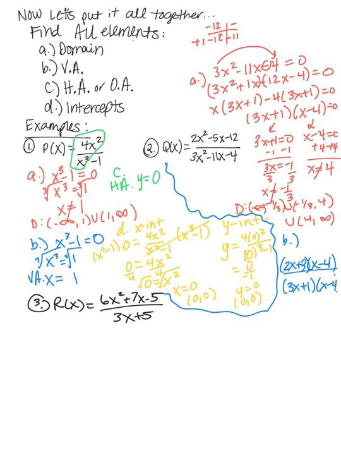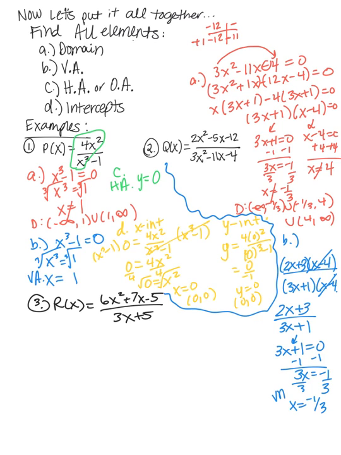So when I do this, now I notice, oh my gosh, I have something in common. So I can cross off those x minus 4s, which is going to leave me with 2x plus 3 over 3x plus 1. Now that I have reduced this, I can see that my vertical asymptote is just going to be when 3x plus 1 equals 0. So I'm going to move that 1, divide by my 3. So I have a vertical asymptote at negative 1/3.